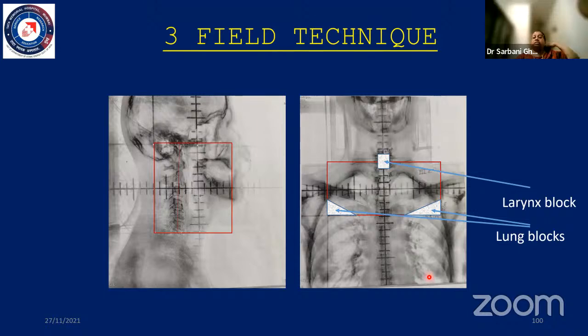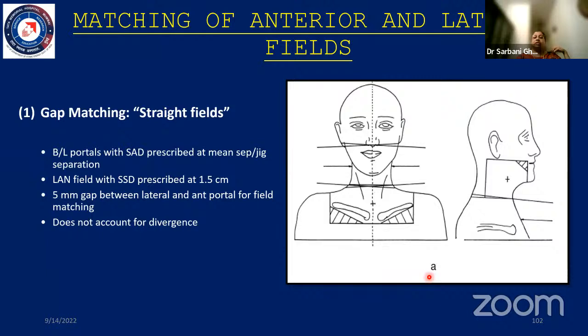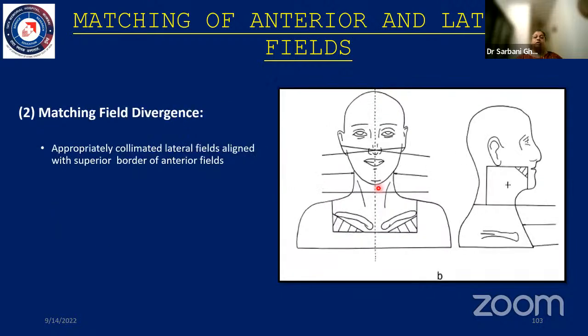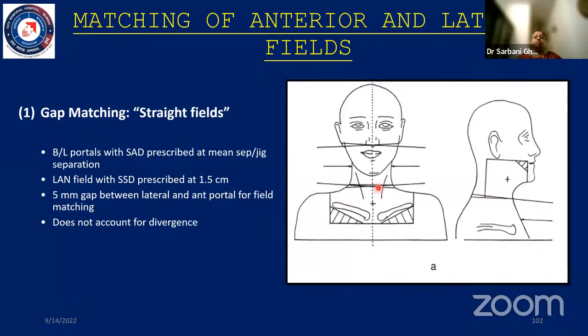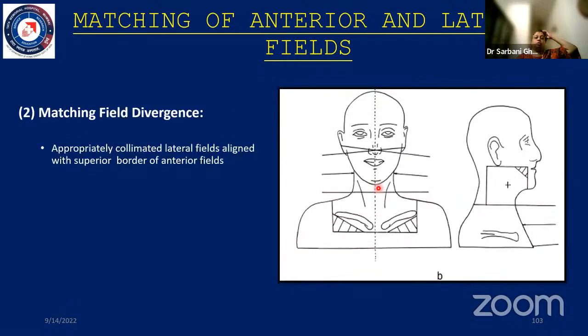Now, if you look at your textbook, you will typically have blocks like this. So you have a block that is used at this level, a block that is used at this level, and another block in the larynx. So you have lateral blocks, you've got anterior blocks. What is important is the matching of the fields at the area of overlap. So this is something that you have to keep in mind. And how do you do that? One is if you use straight fields, no collimation. Next is you actually match or align to the divergence.